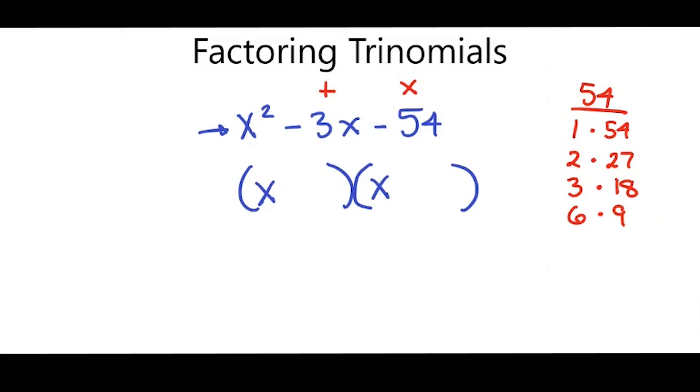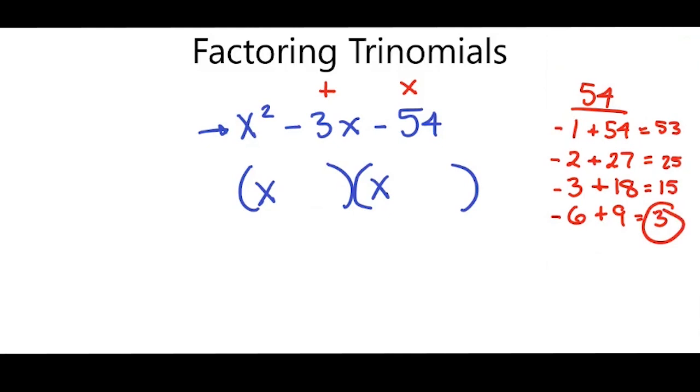So remember, to get a negative number, one of them needs to be negative. So let's try making the first one negative, okay? So here we go. If I add these together, negative 1 plus 54, negative 2 plus 27, negative 3 plus 18, and negative 6 plus 9: negative 1 plus 54 is positive 53. Negative 2 plus 27 is 25. Negative 3 plus 18 is 15. And negative 6 plus 9 is positive 3.